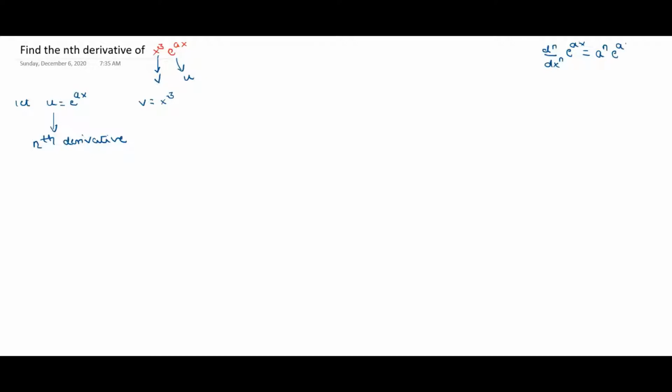We have already studied the nth derivative of some standard functions, where e raised to ax is also one of the standard functions. So we can use the nth derivative. So what is the nth derivative of u? The nth derivative of u, un, is equal to the nth derivative of e raised to ax, which is a raised to n into e raised to ax. Okay, now we have to use the Leibniz rule.